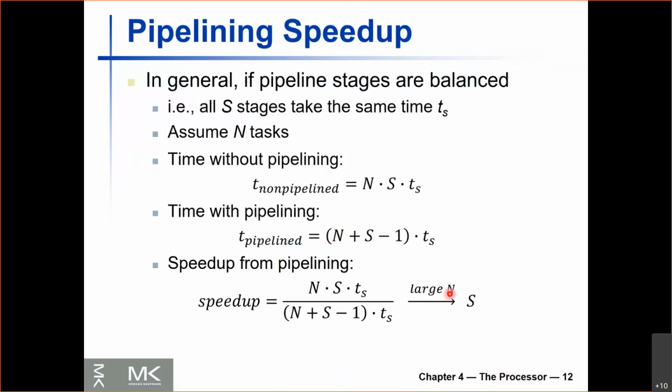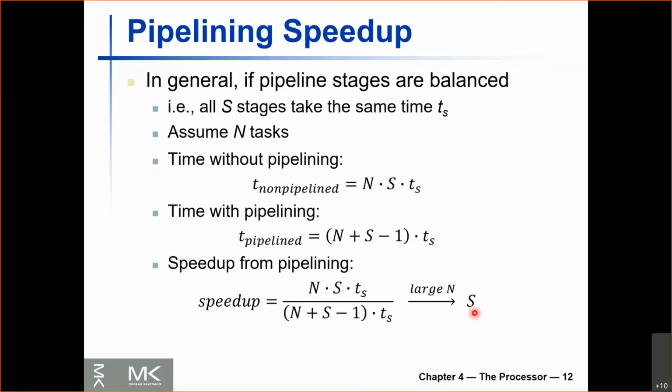And for very large n, if n becomes very large, then you can cancel out ts. And here s minus 1 becomes negligible. And so you cancel out n over n, and you're left with s. So for a very large n, pipelining a task to s stages gives you a speed up of s. So if you have thousands of roommates living together doing the laundry, then pipelining will help them finish the laundry 4 times faster. Okay?